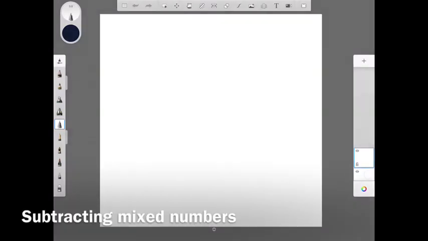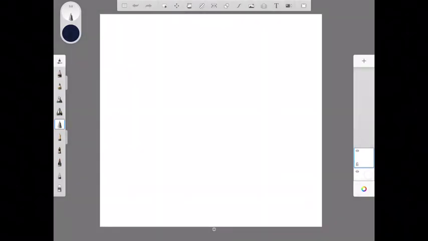Review how to subtract mixed numbers. Okay, so the first thing you're going to do is subtract the whole numbers. We're going to do an example. Let's take 5 3/4 minus 2 1/6.